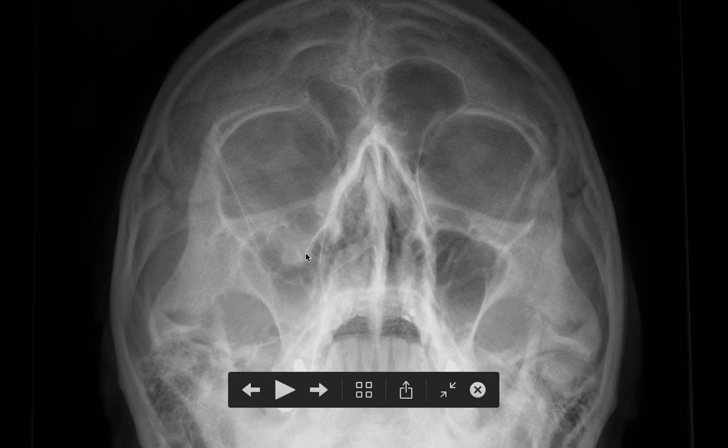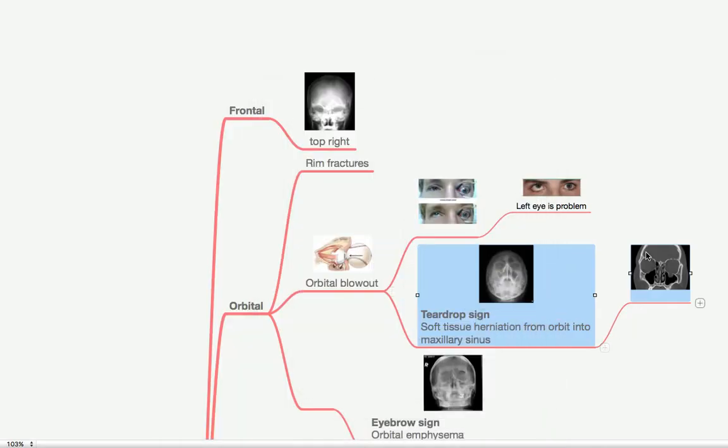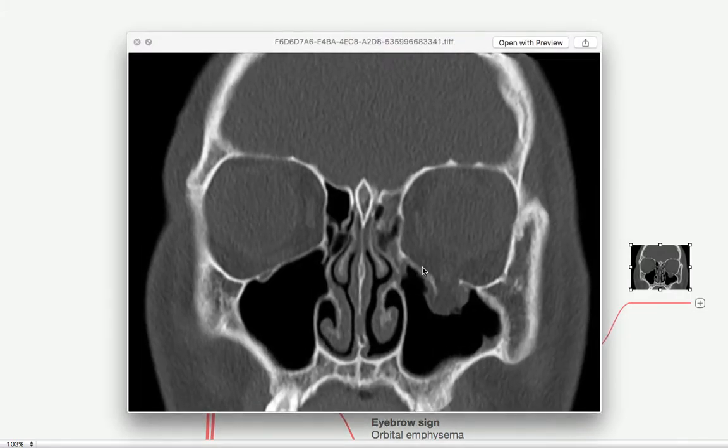And if you see this teardrop sign, and again using our rule of asymmetry, which is very present here, then this will likely indicate an orbital blowout fracture. You can see it much more clearly on a CT scan here, where on our sort of right side we can see that there's a lot of soft tissue poking down through.